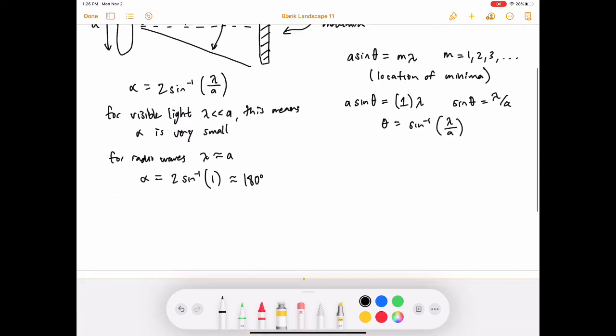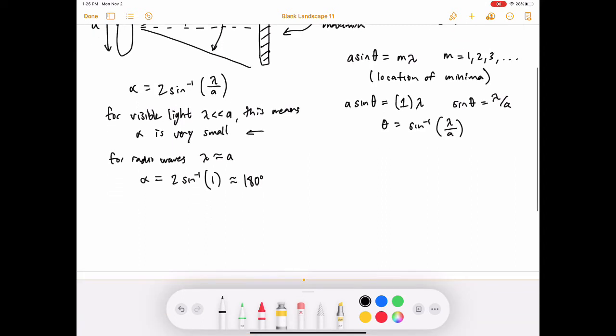Okay, so here's the takeaway. For visible light, the outgoing waves barely spread out around the hill. For radio waves, the outgoing waves spread out a lot.